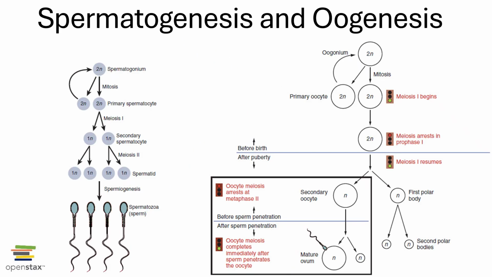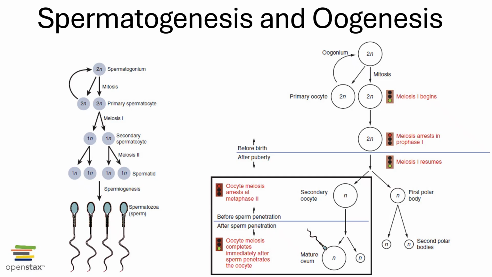The production of gametes is called gametogenesis. In males, this process is called spermatogenesis. Spermatogenesis produces sperm cells, also known as spermatozoa. In females, gametogenesis is called oogenesis. This process produces ova.